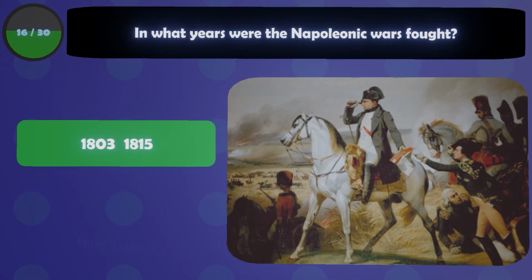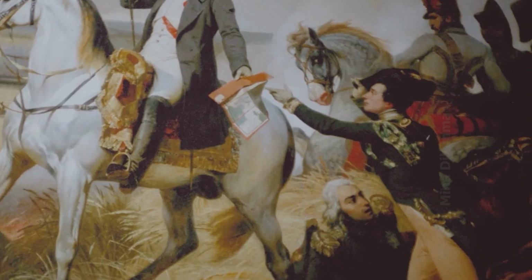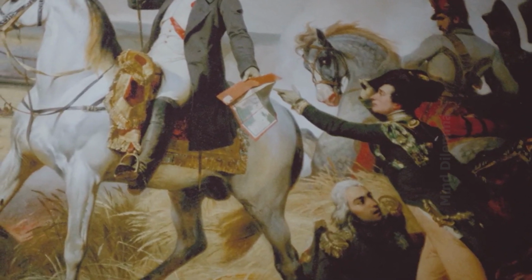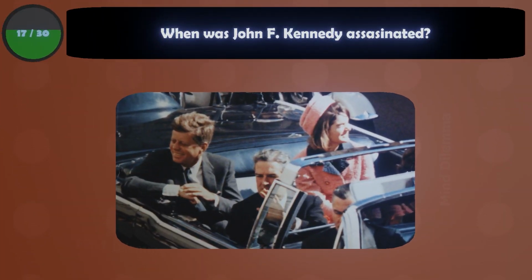The Napoleonic Wars began in 1803 with the rise of Napoleon Bonaparte, who seized power in France after the French Revolution. When was John F. Kennedy assassinated?